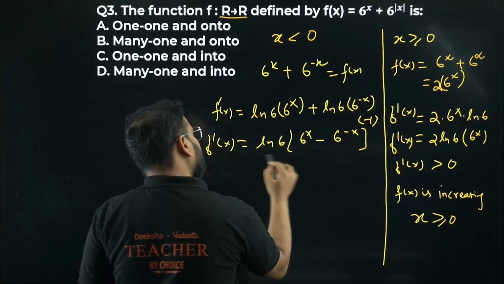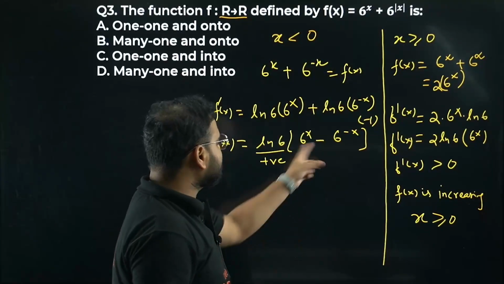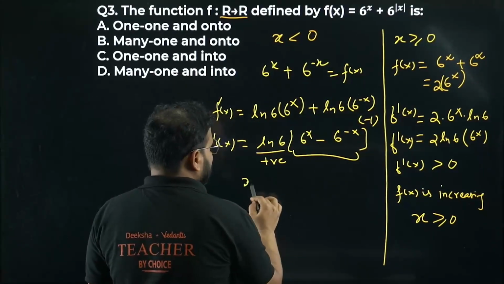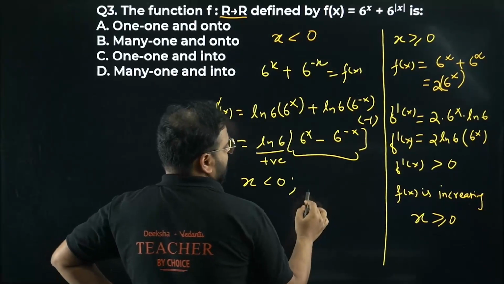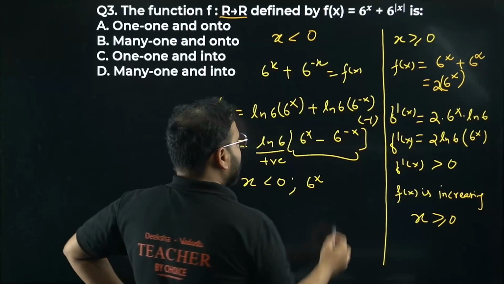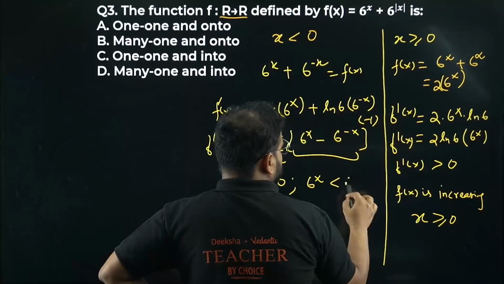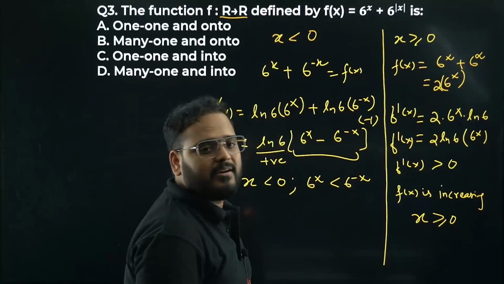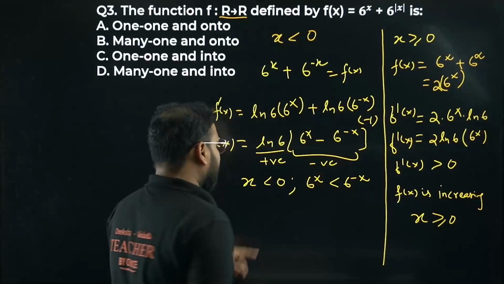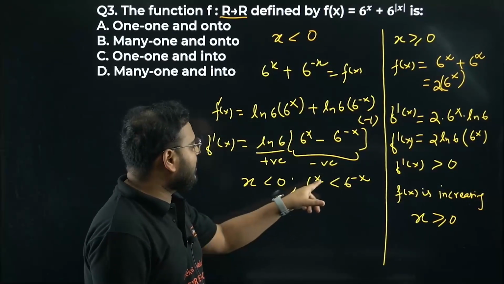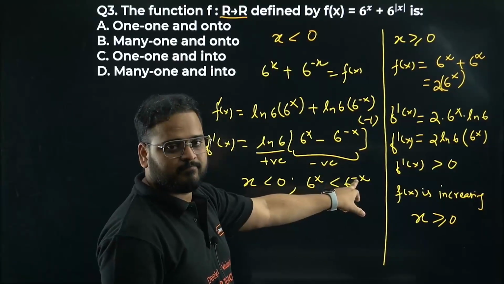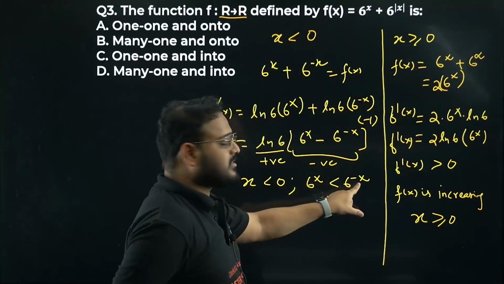It's a positive number, this is positive. What about this? It's negative actually. Think about it. If x is less than 0, what will happen to 6 power x? It'll become smaller. It'll be smaller than 6 power minus x. What will happen then? It'll become negative. For x less than 0, it'll become smaller, so 6 power x will be smaller than 6 power minus x. Because this will be a negative number, this will be a positive number.